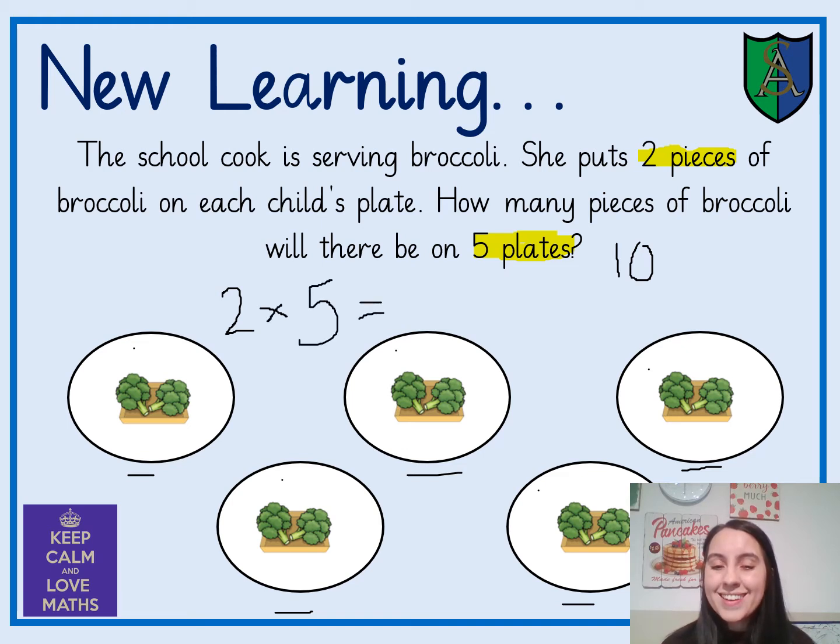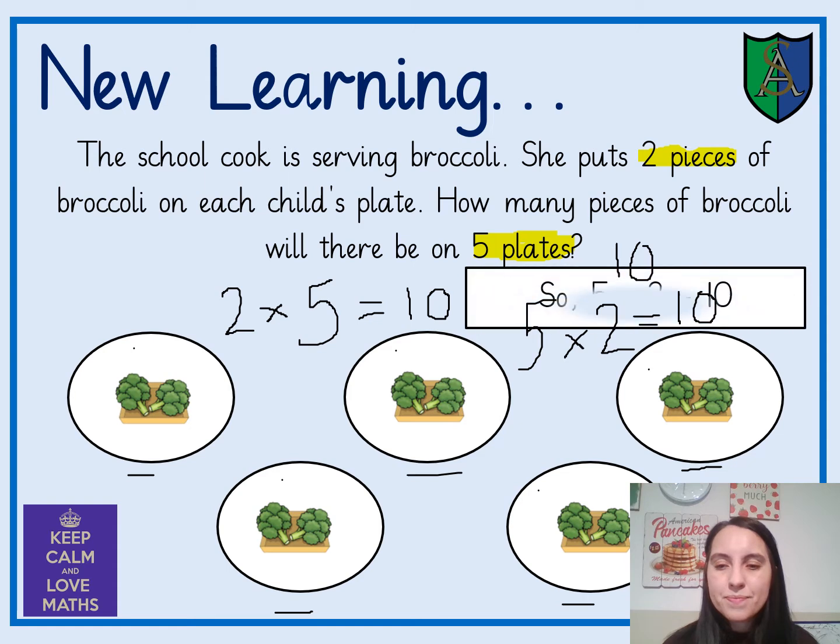So our answer is 10, because 2 pieces of broccoli times 5 plates equals 10. Now I know that you know another way of writing this multiplication equation, because you know that multiplication is commutative. Remember, that just means we can swap the numbers around and the answer will still be the same. So I'm going to write that one too. 5 plates times 2 pieces of broccoli equals 10 all together. Good work, everybody. Let's move on to our next problem.